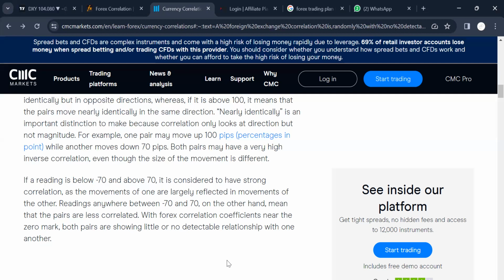Readings anywhere between -70 and positive 70, on the other hand, mean that the pairs are less correlated. With forex correlation coefficients near the zero mark, both pairs are showing little or no detectable relationship between them. So any value outside this range that we have talked about does not have any special correlation between them. It is random. So why don't you avoid them or only trade one? You understand? So that is it.